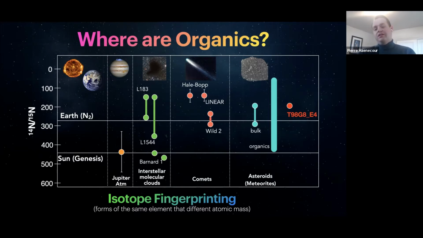Jupiter, the largest gas giant, basically shows that because there is so much nitrogen gas, it has a very similar isotopic composition to the sun, which makes sense because both are the two biggest sources of nitrogen in the solar system.